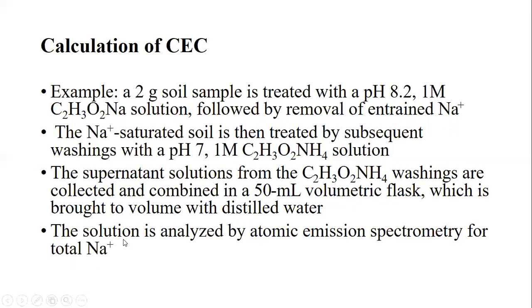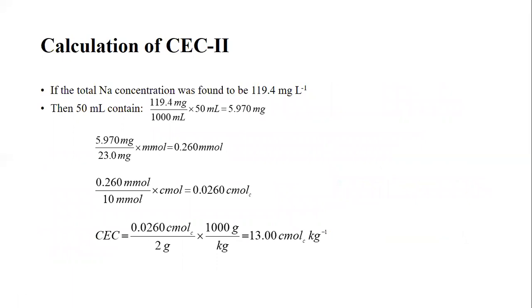I know this is a longer lecture, but this is the last slide, where we go through the calculations. We determine the total sodium concentration in the lab by flame photometry, atomic absorption, or whatever type; there are many different ways. We find the concentration of sodium in that 50 ml volumetric flask is 119.4 milligram per liter. Remember, milligram per liter is the same as parts per million, but milligram per liter is the better, scientific way, the same as microgram per milliliter.